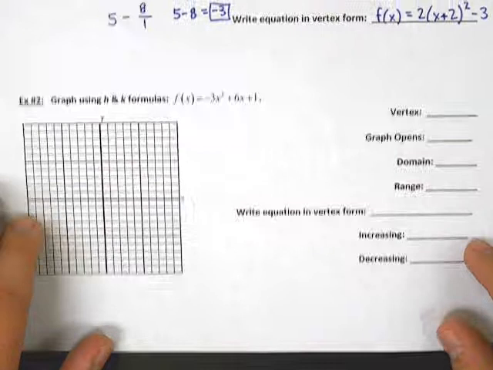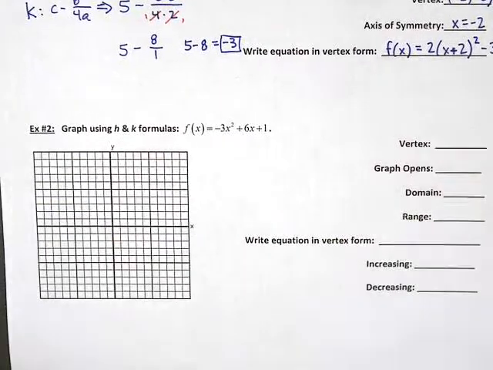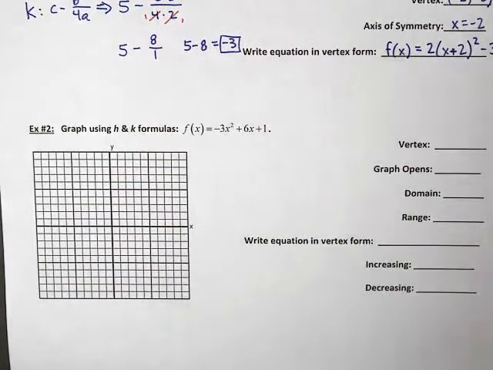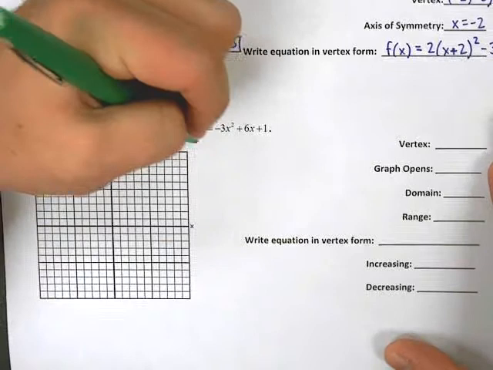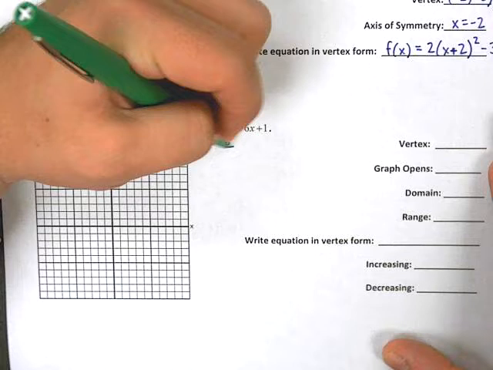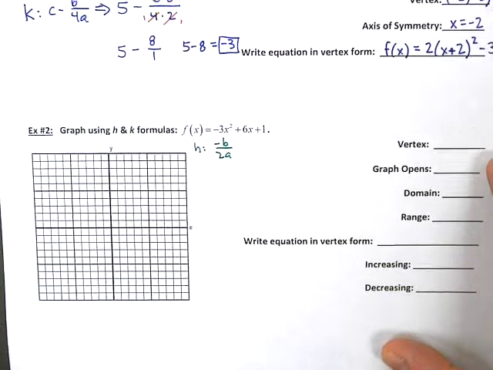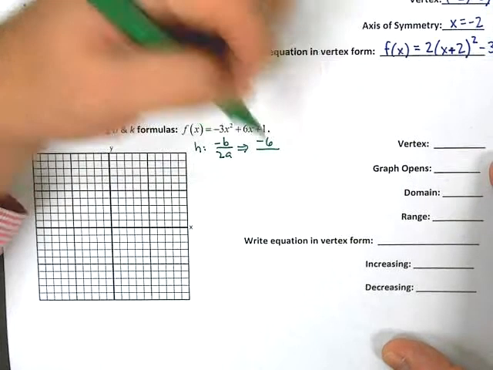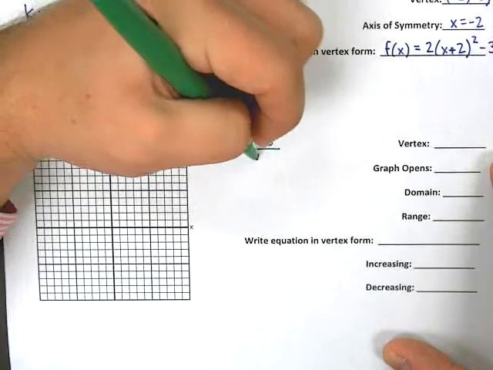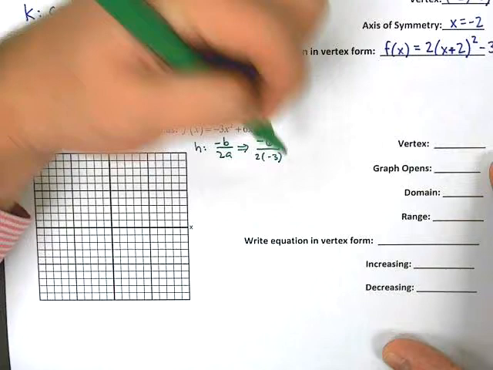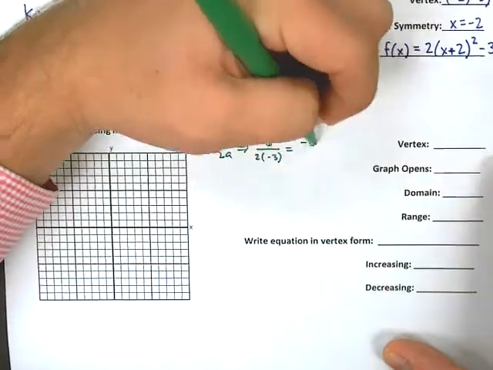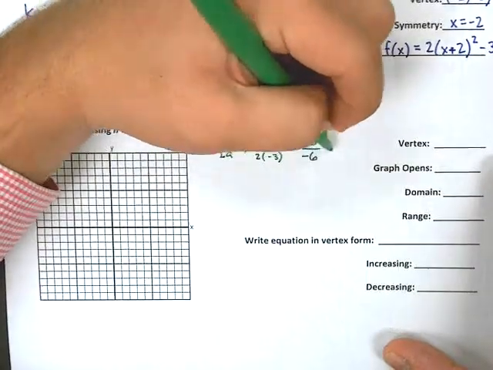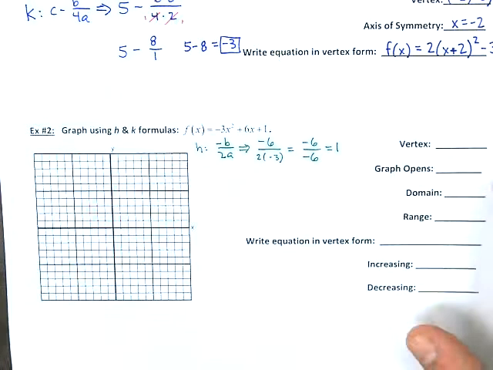Now let's try another one with a little bit more stuff involved that we have to take care of. Alright, so again, we look at our original equation. We know we have to get h by using negative b over 2a. Negative b over 2a. So, negative 6 over 2 times negative 3. Okay, let's see here. So negative 6 over negative 6. That's just 1. So I know my h value is 1.